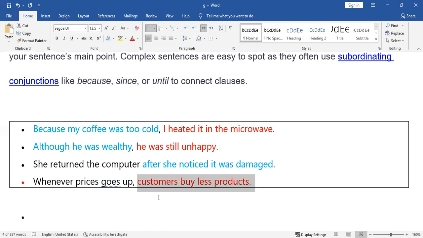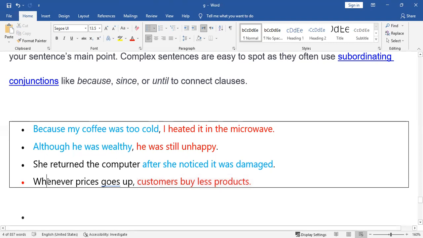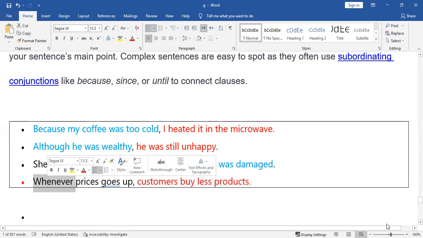Whenever prices go up. Okay, so this is the dependent clause. Okay.